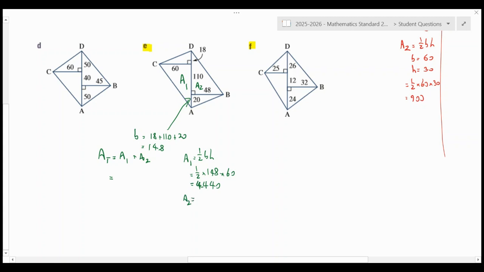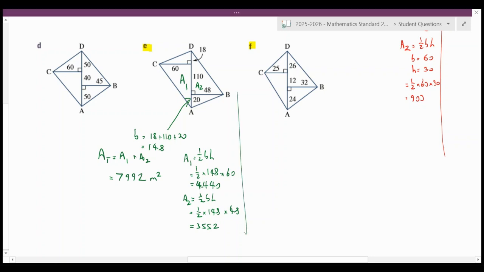And area 2, once again, half base times height, it's still going to be 148, but this time 48 is our height, our perpendicular height. And I'll go back to my calculator and go, whoops, times 48 equals 3552, which means my grand total on that is going to be 7992. And this time it's in meters, so it's meters squared. And that is that one.